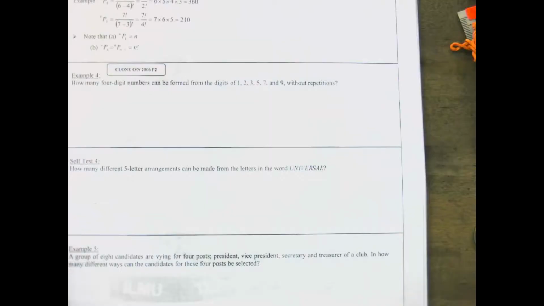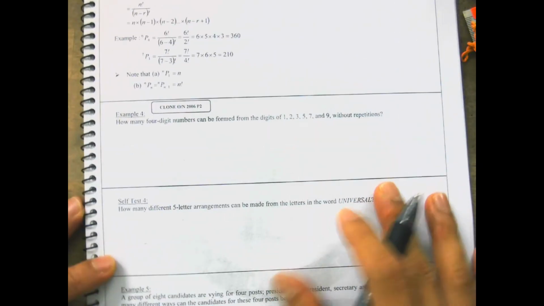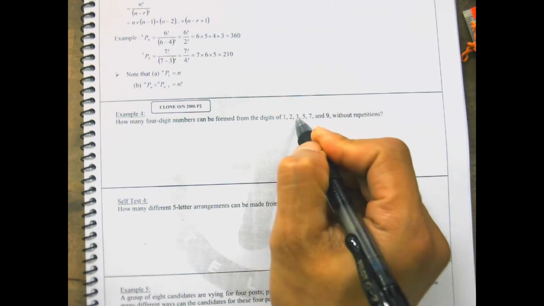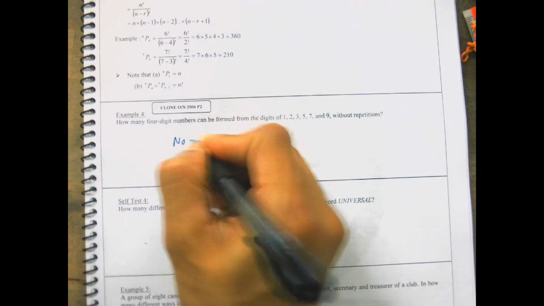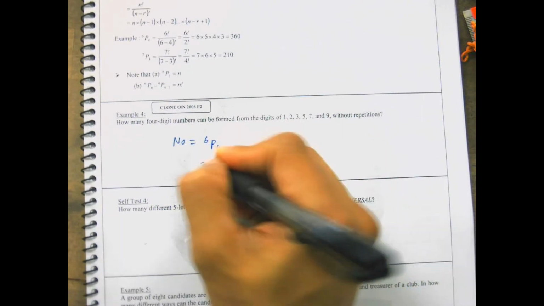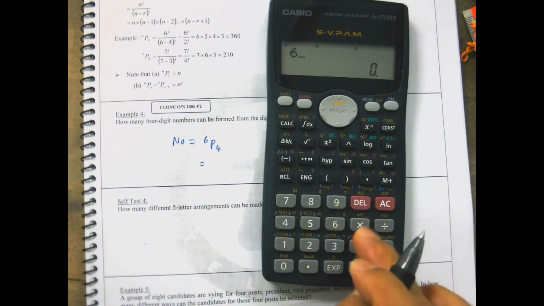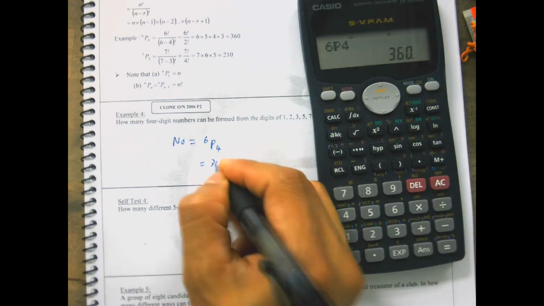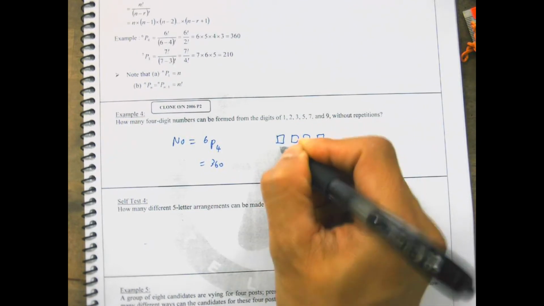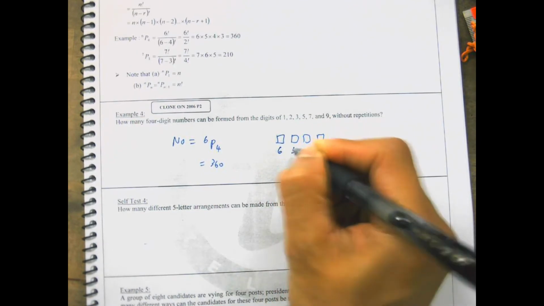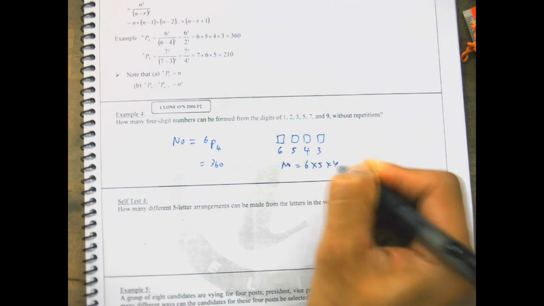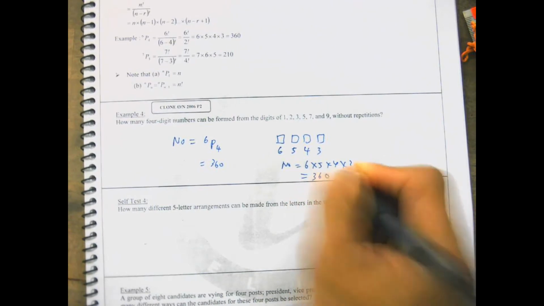Okay? I have a 4-digit number that I want to form from 1, 2, 3, 4, 5, 6. So we can write the number of ways to arrange them is 6 arrange 4, 6P4, which is 360. Now another way of thinking is this: we can draw 4 boxes. The first one, you have how many options? 6. Second one you have 5, 4, and 3. So we can take 6 by 5 by 4 by 3. You still get 360.